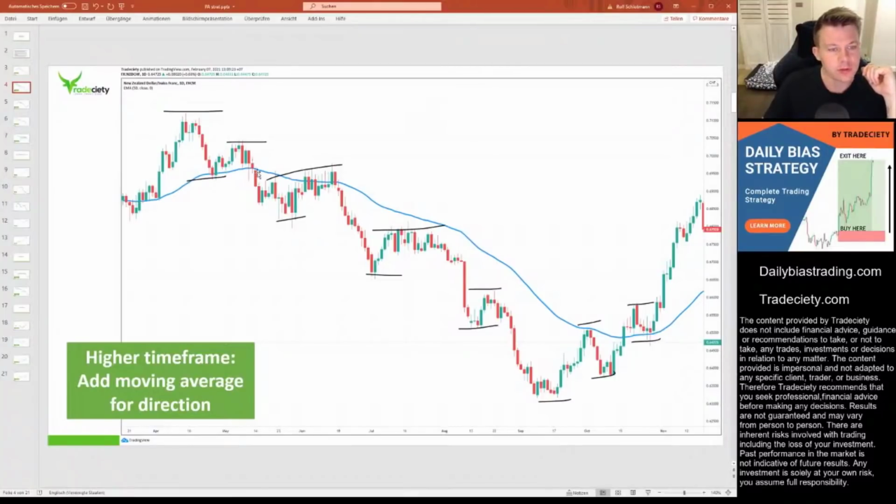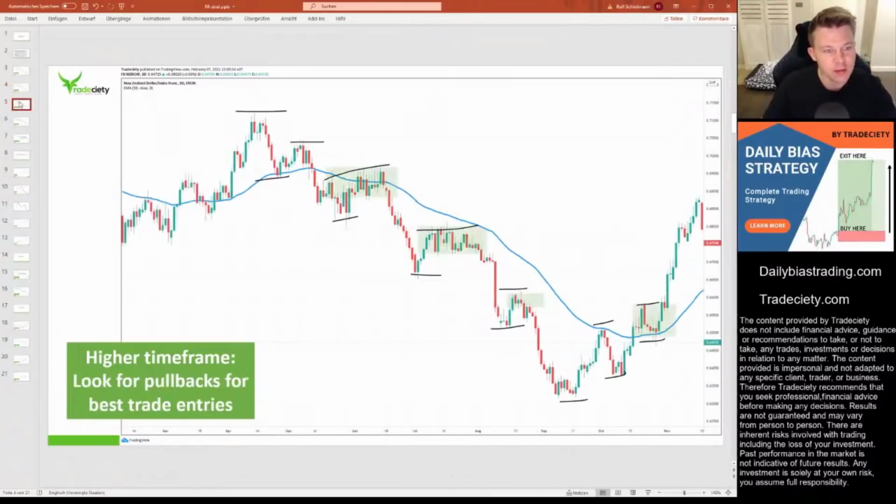Then what you want to do is be on the right side of the moving average. So if the price is below the moving average, you are usually looking for shorts. If you're above the moving average, you're looking for longs. So what we are doing now is looking for pullbacks into the moving average, and then we drop to the lower time frame and time our trades. And I marked pullback scenarios here on the higher time frame.